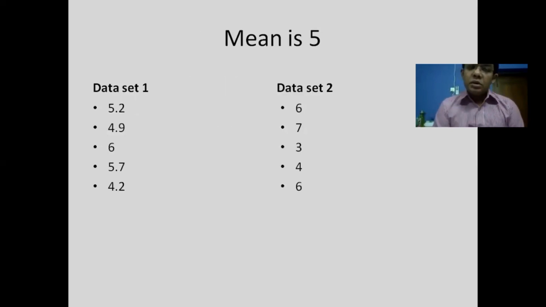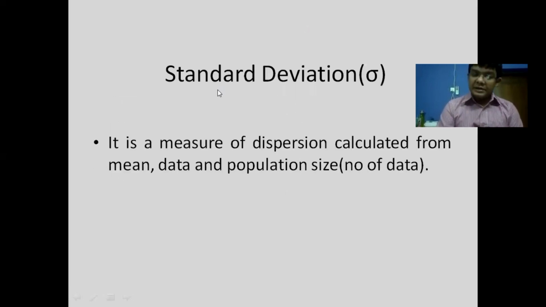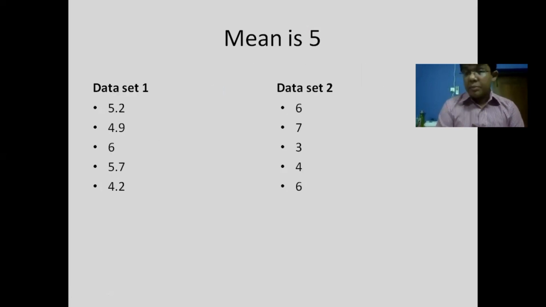Okay. So you see two types of data set. In the first data set, the numbers are 5.2, 4.9, 6, 5.7, 4.2. In data set 2, the numbers are 6, 7, 3, 4, 6. For both data sets, the mean is 5. You see in data set 1, the numbers are nearer to the mean 5. But in data set 2, the numbers are not that near to the mean 5. So data set 1 is better than data set 2 because these numbers approach the mean properly. Okay.